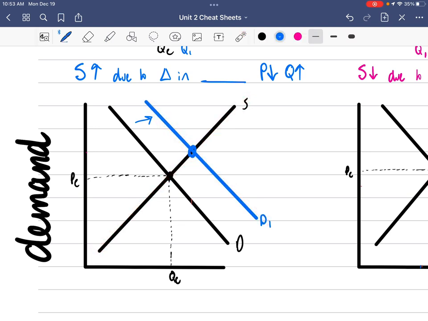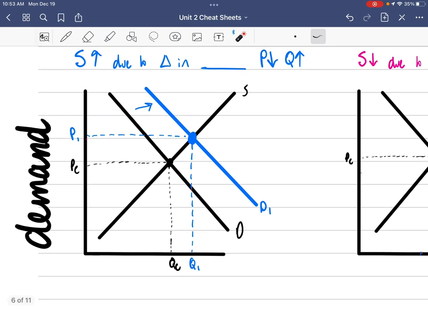That point where they intersect is called equilibrium. From there, we go over, and that's our new price, and we call it price 1 because this is the first new one. And we go down, and that's our new quantity, and we call it Q1 because it's a new one, okay? Now, we start to compare old price to new price.